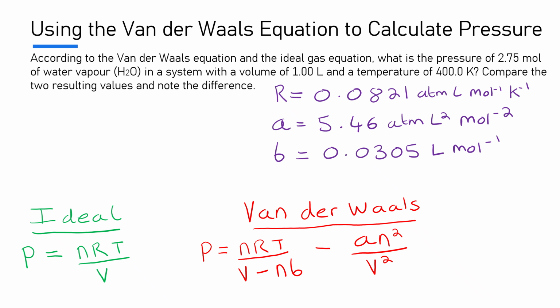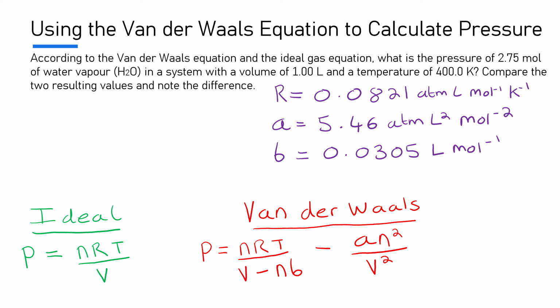Okay, so here's our question. According to the van der Waals equation and the ideal gas equation, what is the pressure of 2.75 moles of water vapor in a system with a volume of 1.00 litres and a temperature of 400.0 Kelvin? Compare the two resulting values and note the difference.